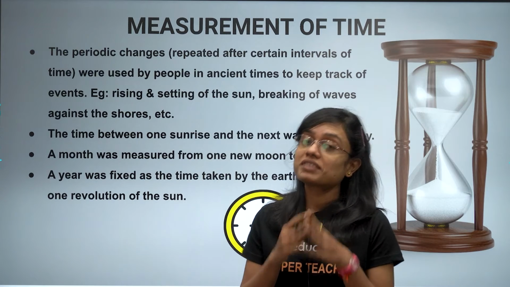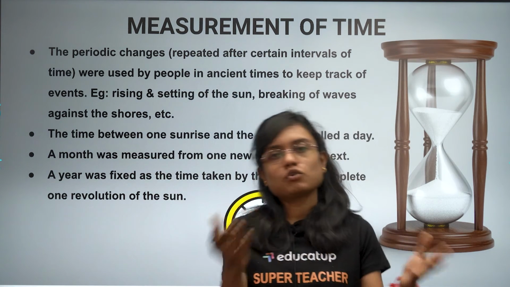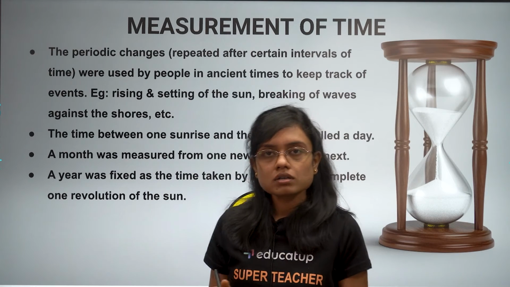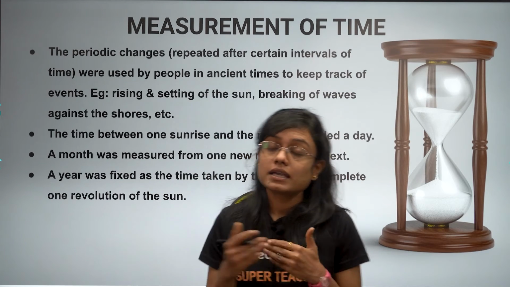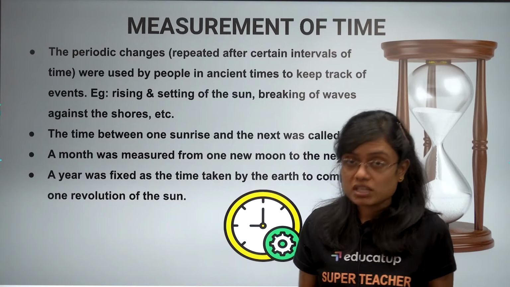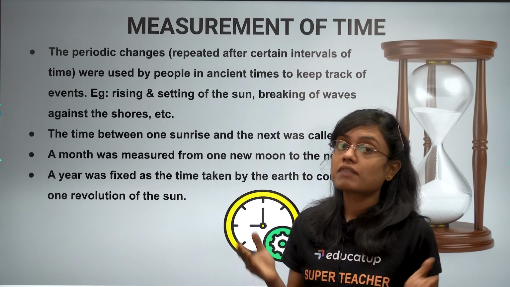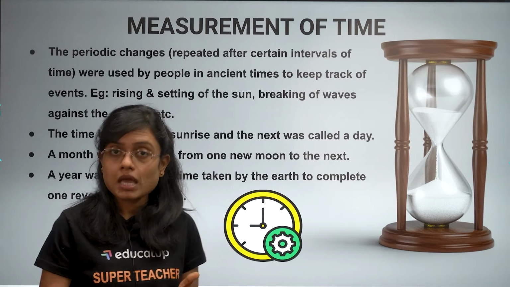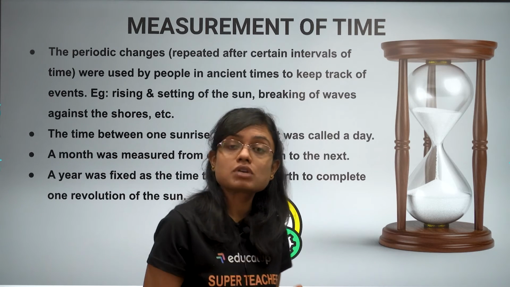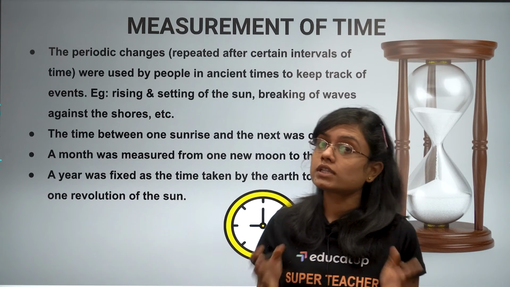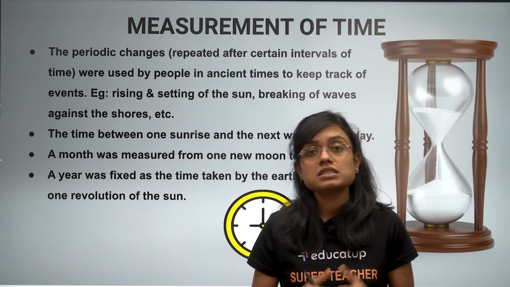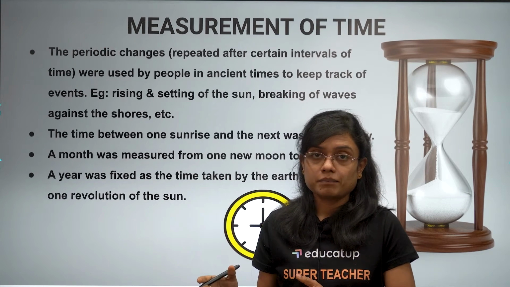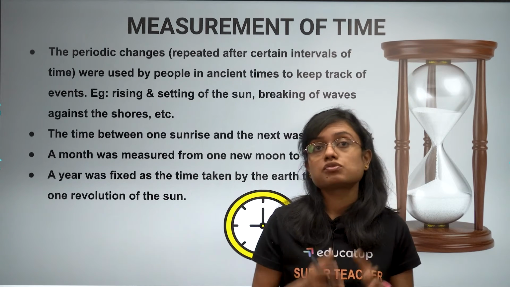Now, measurement of time. How can we measure time? Now you will tell me, ma'am, we can easily measure time by looking at the watch or the clock, isn't it? But earlier, when watches and clocks had not been invented, how did people measure time? People used to measure time by keeping the record of periodic events. Now, what are periodic events? Periodic events means the events which take place after a particular interval of time. By looking at them, people used to calculate time.